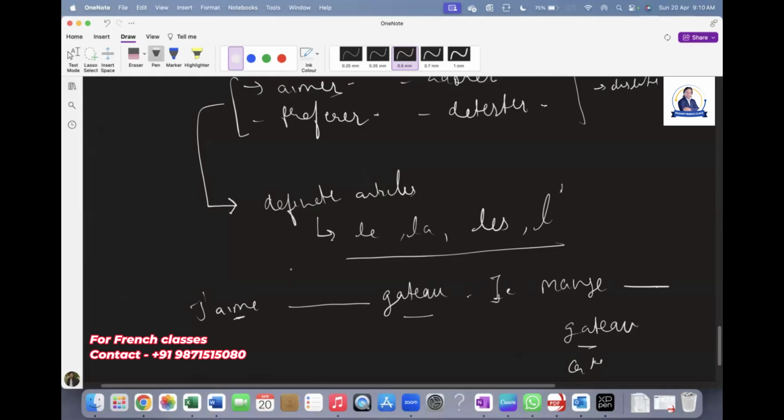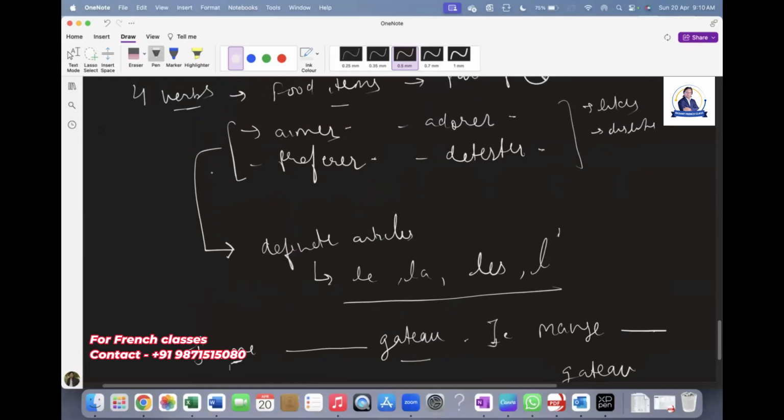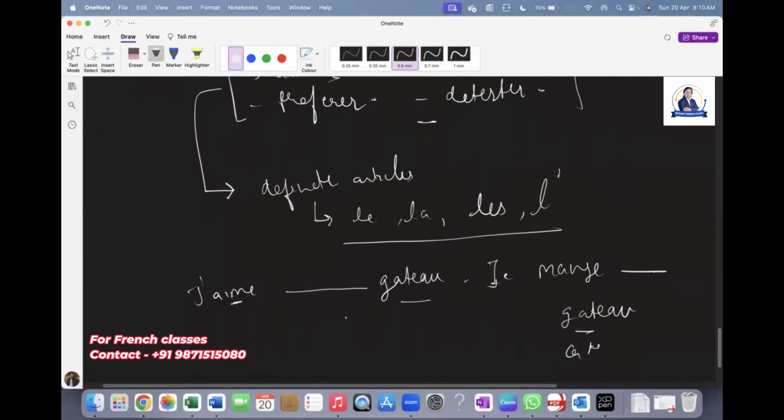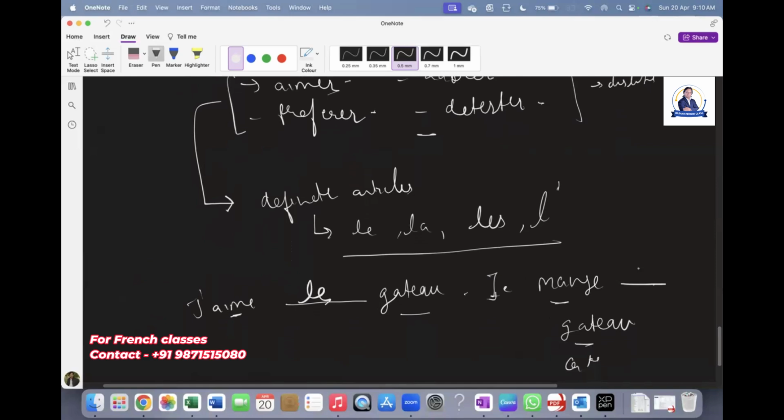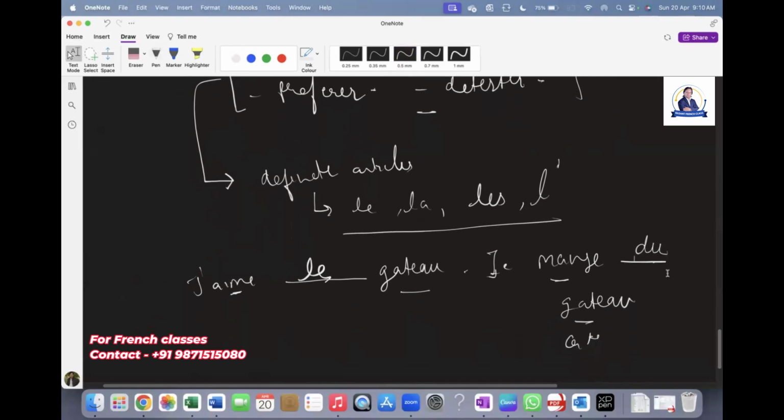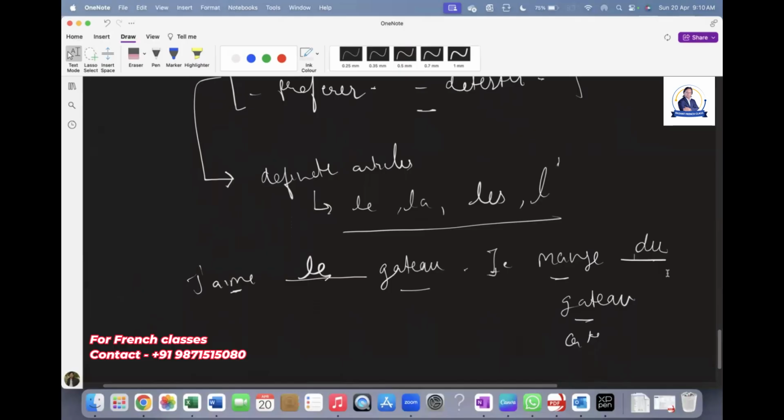In the first sentence, we are using aimer as the verb. Since it is coming under these 4 verbs, I will not use partitif. I will use a definite article. Here I will use le. Now, manger is not coming in these 4 verbs, so I can use partitive articles. I will go ahead and use du. Any questions so far?